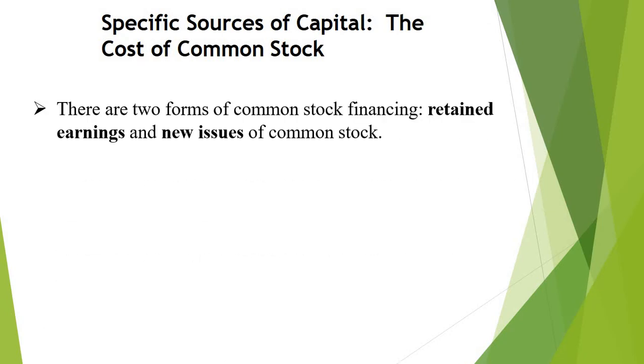The firm can raise equity in two ways. The first option could be retained earnings, and the second option could be new issues of common stock.